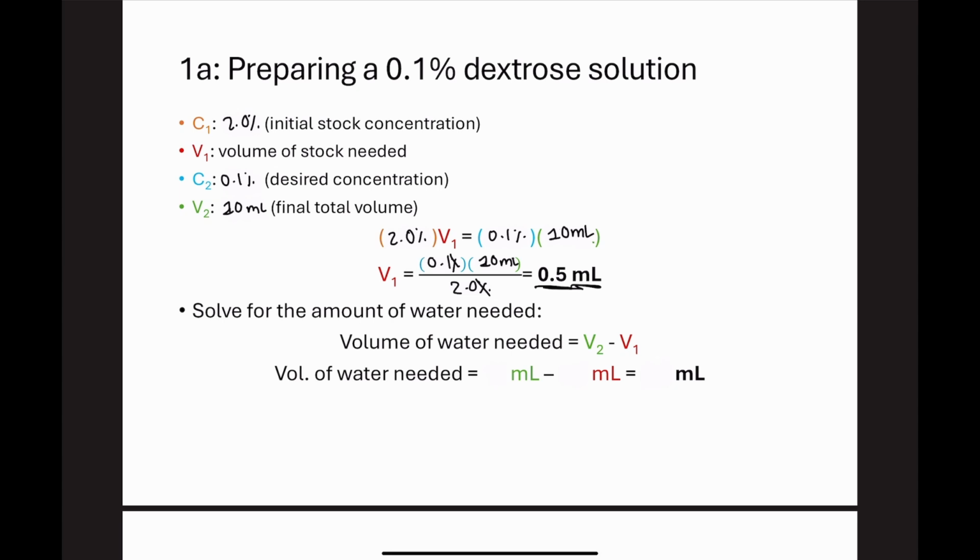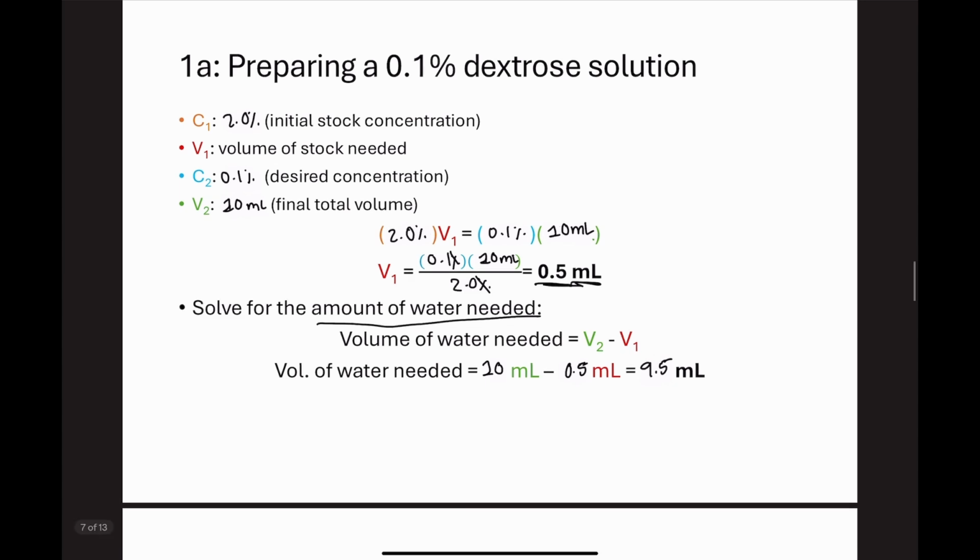So now that we know how much stock we need, we now need to solve for the amount of water that we need. And the volume of water needed is expressed by the formula V2 minus V1. So our final total volume minus the volume of stock needed. So we know that V2 is 10 milliliters, and we know that V1, because we just calculated it, is 0.5 milliliters. So 10 minus 0.5 is equal to 9.5 milliliters.